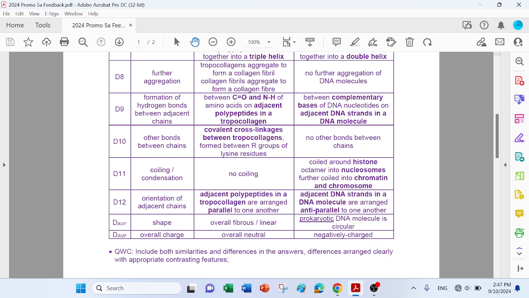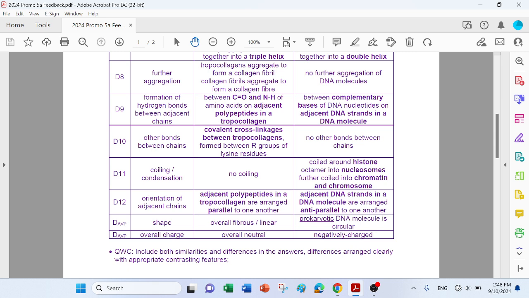All right. Okay. Next, shape. Some of you mentioned that the prokaryotic DNA molecules can be circular, not fibrous, not linear. Good. That's a good point. That is an extra point that I accepted because while the question did not mention specifically whether the DNA is eukaryotic or prokaryotic, because collagen is only found in eukaryotes, I assumed that the context of the question is eukaryotic DNA. But that's an assumption, right? So if you point out specifically that there can be prokaryotic DNA that are circular, that's a good point. So I accept it as an extra point, an AVP, which means any other valid points.